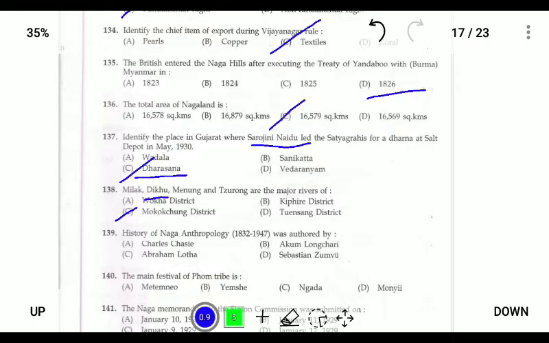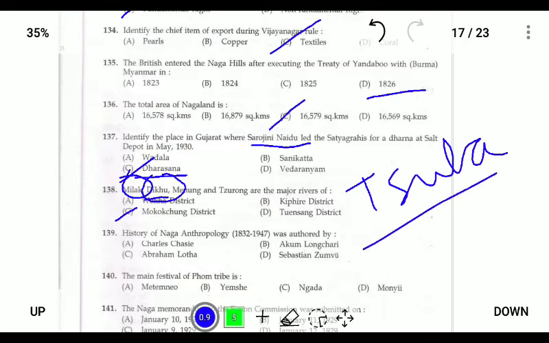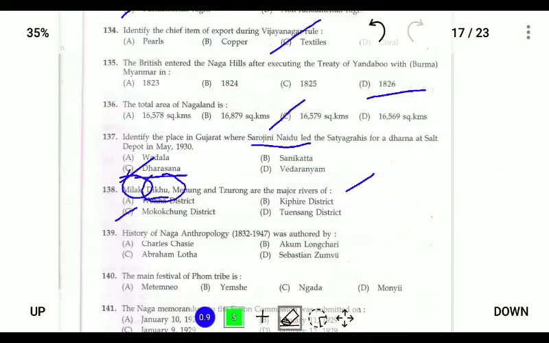Next, Milak, Dikhu, Menong, and Zerong are major rivers of the Mokokchung district. Dikhu originates in the Naro Mountains of Zunheboto, and Milak originates in Mokokchung. Dikhu is also known as Zula by the Aos. So the answer is Mokokchung.